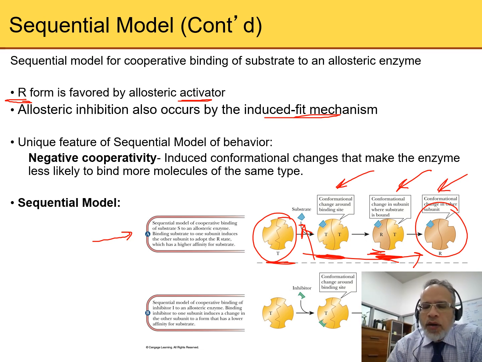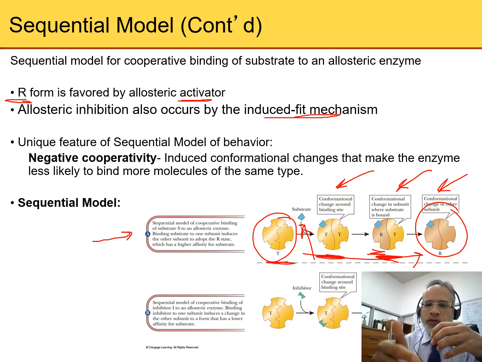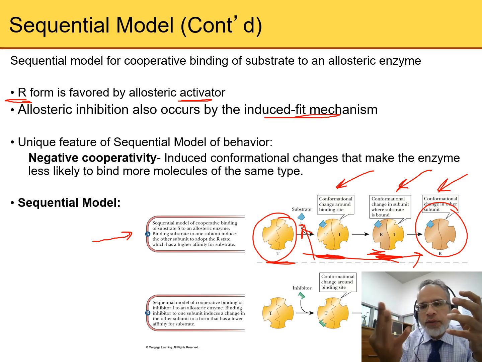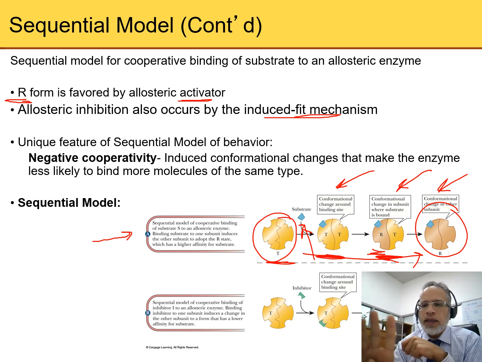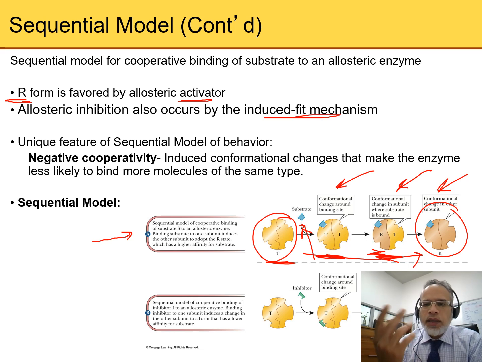So in the sequential model, the subunits change their activity or conformational shape one subunit at a time in a sequence. One, two, three, four. Hemoglobin has four subunits, for example. So you have something binding, causing one to change, and second changing, and third and fourth. That's called sequential. In the concerted model, all four of them will change at the same time. That is the difference between the sequential versus the concerted model.